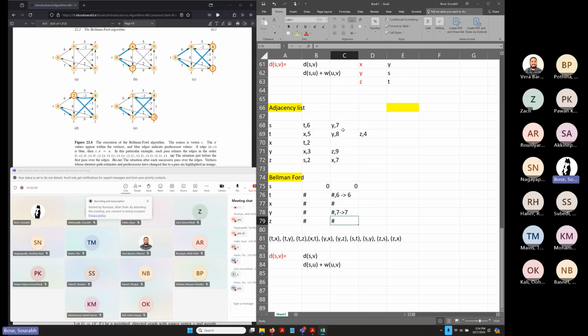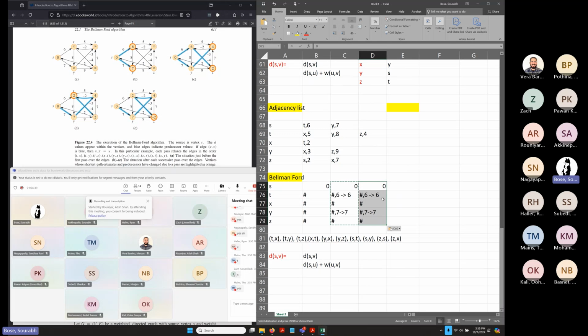Now we are looking at Z to S. S to Z is currently infinity. Infinity plus Z to S is 2, so it remains infinity. Z to X, by the same logic, S to Z is currently infinity and Z to X is 7. It remains infinity. I hope this column makes sense. Also note, even if we updated every edge, since only S had a starting value of 0, only the child nodes of S get a legit value. Everything else gets a wrong value.